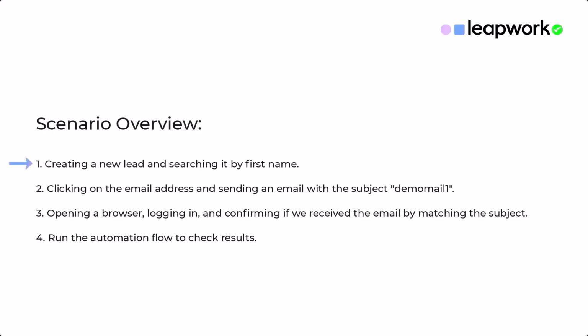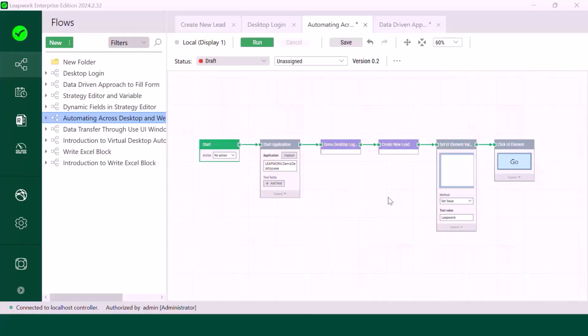At first, we will create a new lead and search by first name. Then, we will click on the email ID and send a mail with the subject, let's say, Demo Mail 1. After this, we will open a browser, log in with the mail credentials, and confirm if the email was received by matching the subject. At the end, we will run the flow to check if the automation flow is executing as per the expected scenario. This flow will help you learn how to automate processes seamlessly across different platforms, combining desktop applications, email clients, and web browsers. Let's proceed to create our flow.